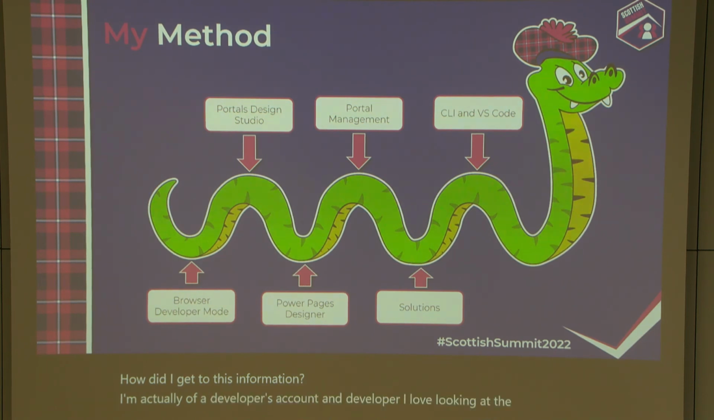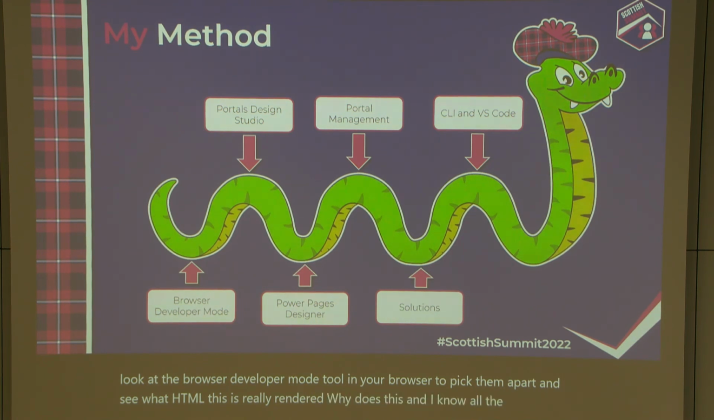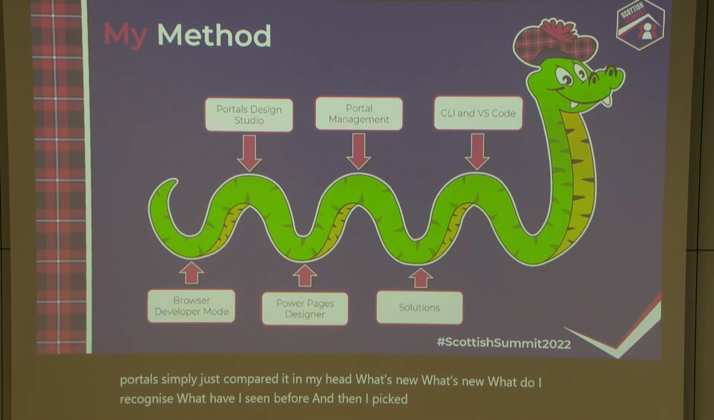So the first thing that I do, I provisioned all the portals or all the Power Pages, went and looked at the browser developer mode tool in your browser to pick them apart and see what HTML this really renders. What is this? And I know the HTML for the Power Apps portals, so I simply compared it in my head. What's new? What's not new? What do I recognize? What have I seen before? And then I picked out some elements that I hadn't seen before.